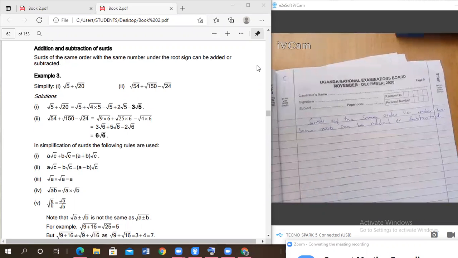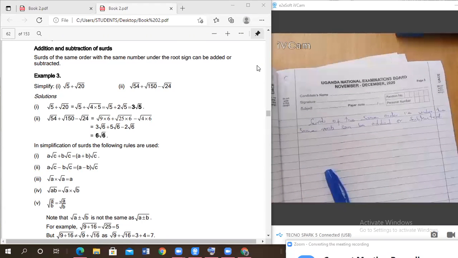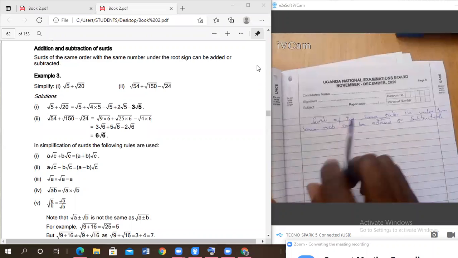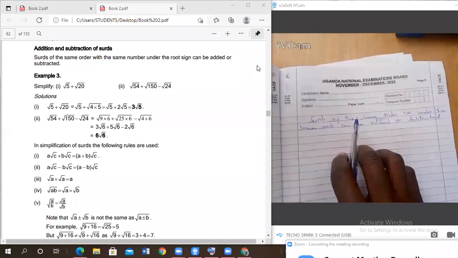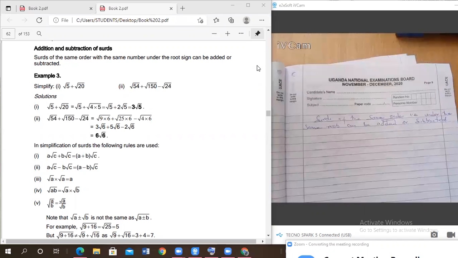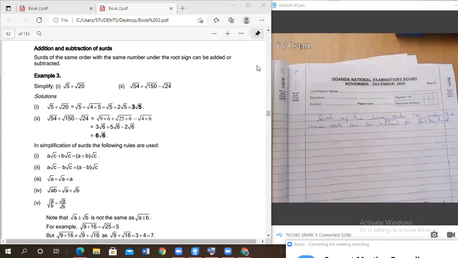Members, are we together? Surds of the same order. When we talk of the same order, we mean it must be under the same roots. If it's square root, all of them must be square root. If it's cube root, then all of them must be cube root. Otherwise, we cannot add them when they are under different roots. Are you together, members?